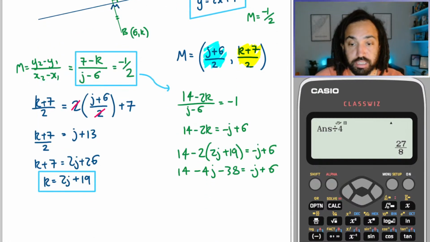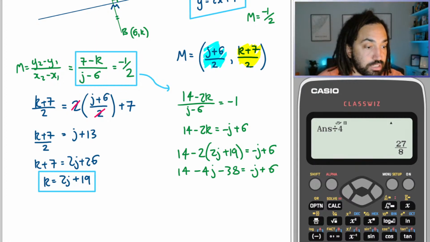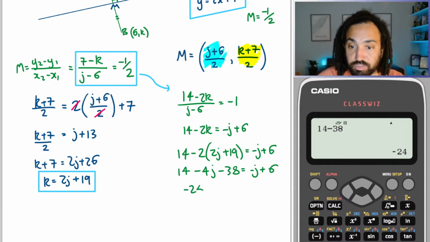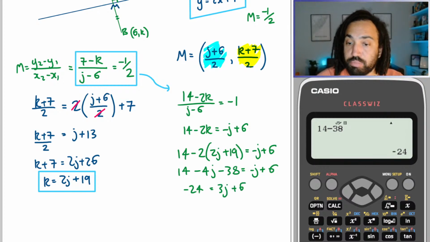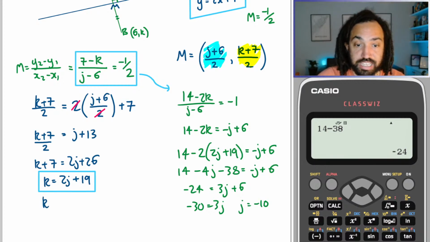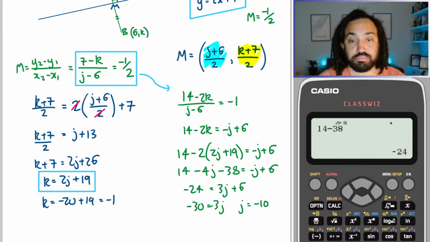And then I don't want to make a mistake now, so I'm just going to use my calculator. 14 minus 38 is minus 24. So we have minus 24 here. I'm going to add the 4j to that side to make 3j, and I've got plus 6 here. Perfect. So we can see here, this is going to give me j is equal to minus 10. So if j is minus 10, then k is minus 20 plus 19, which is minus 1.